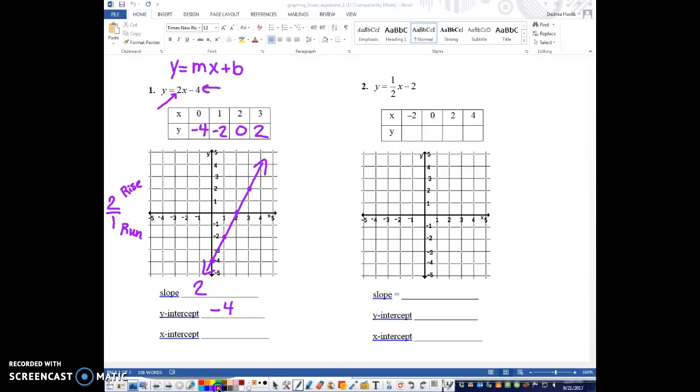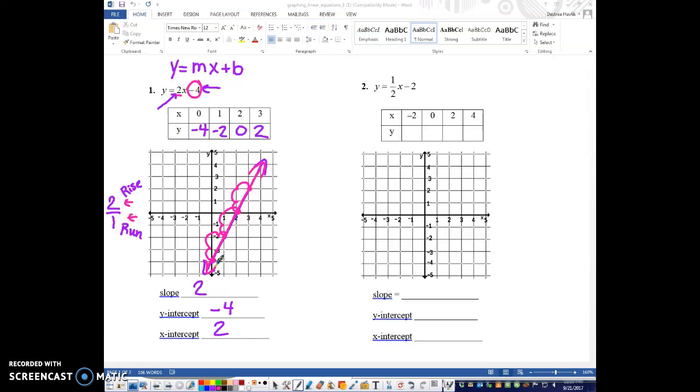Now, first let's find our x-intercept. Where's our x-intercept at? Where does the line cross the x-axis? Right here at 2. Now, if you wanted to graph it from just the equation, you find your y-intercept, which is negative 4, and then do your slope. Rise 2, run 1. Rise 2, run 1. And it would do the same thing. Then you could still connect the dots and draw your line. You can do it either way.